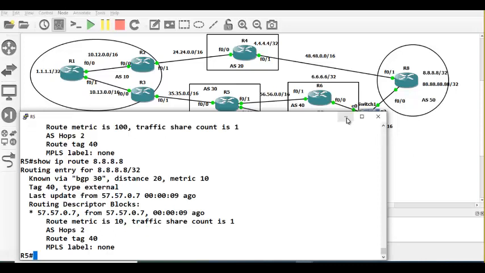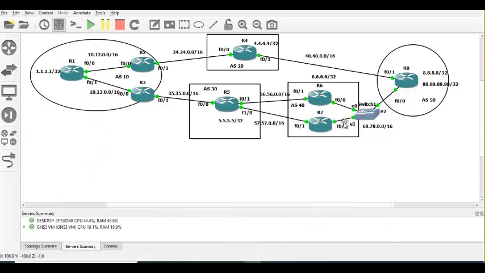Router 5 configuration is over. Sorry, 6 and 7 configuration is over. Verification of router 5 is over. Now going back to the new syllabus, new attributes. MED is already over.